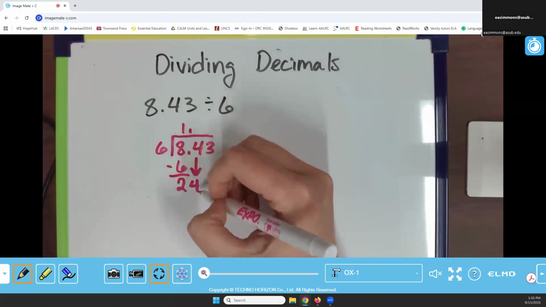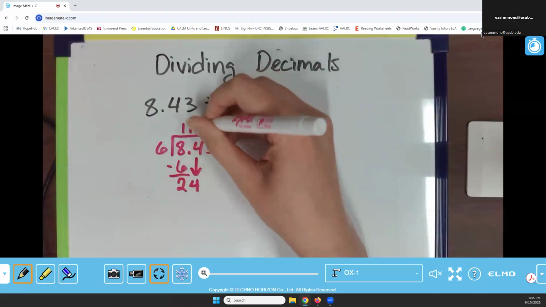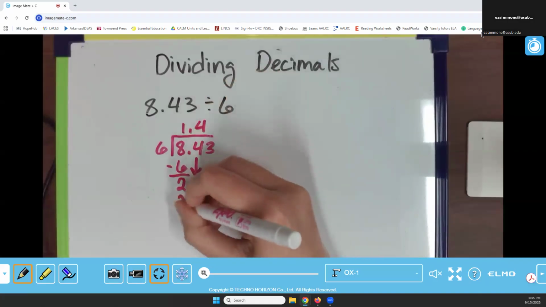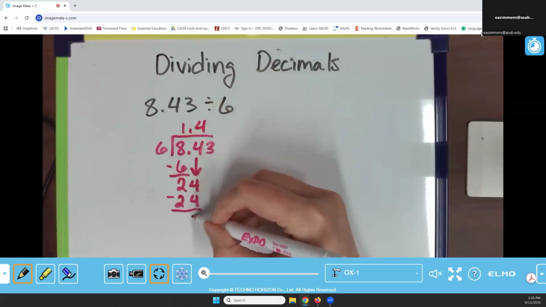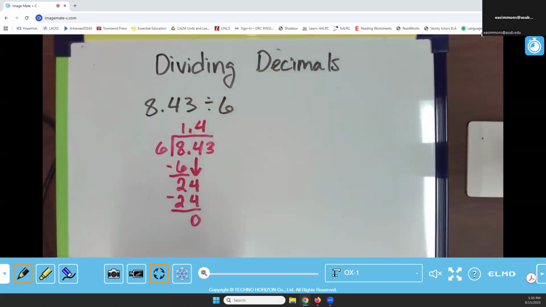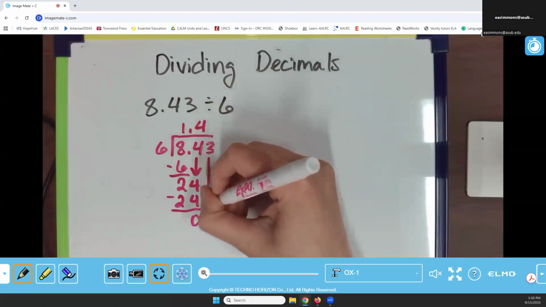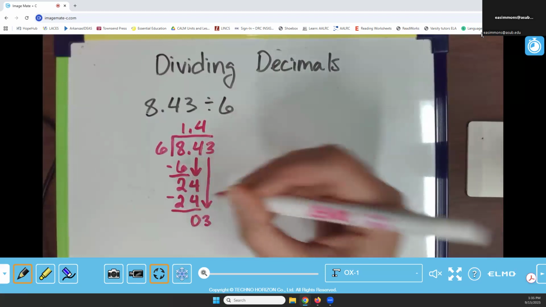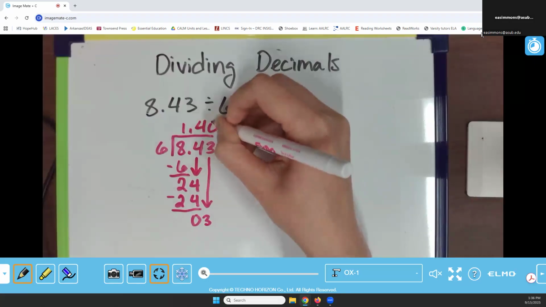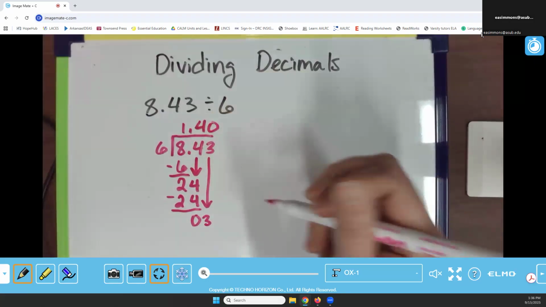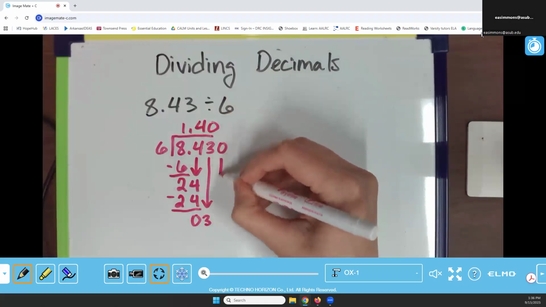6 goes into 24 4 times. 6 times 4 is 24. We'll subtract, and we're left with 0. Now we'll bring down our 3. 6 goes into 3 0 times, but we've still got a 3 there. So we're going to bring down a 0.